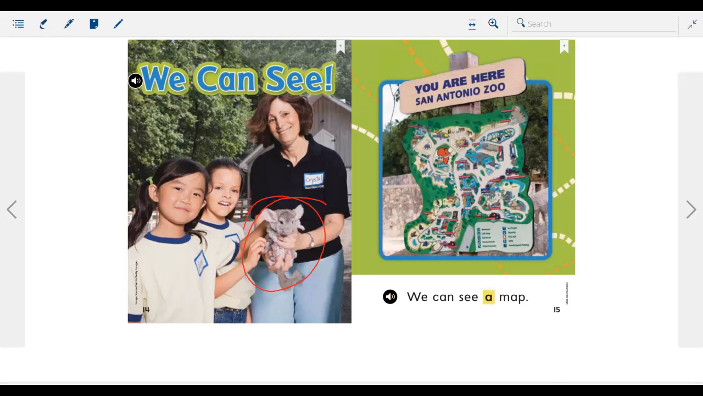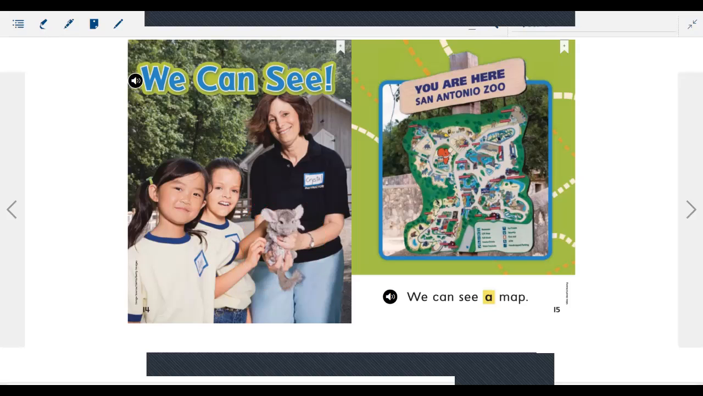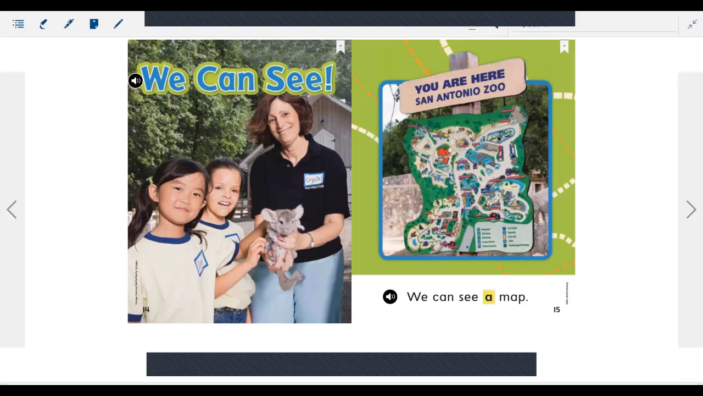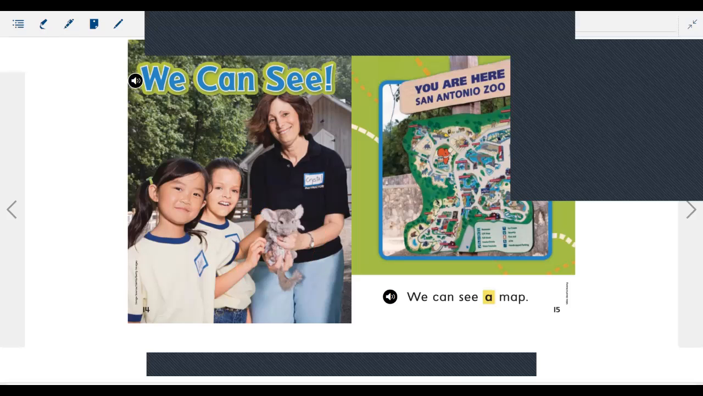So we're talking about tools and how tools help us to explore. So the tools we have help us to explore. Our hands are tools, our eyes are tools, and that's what these children used to explore the zoo. So we use tools to help us explore. All right, good job, superstars. I want you to continue reading that story.